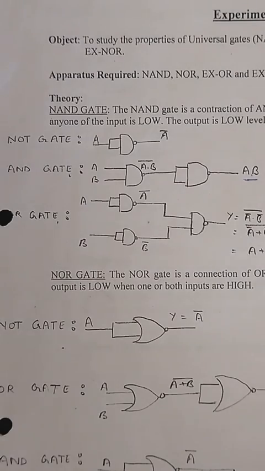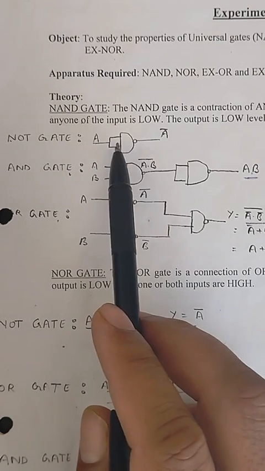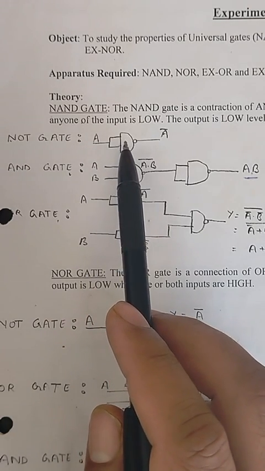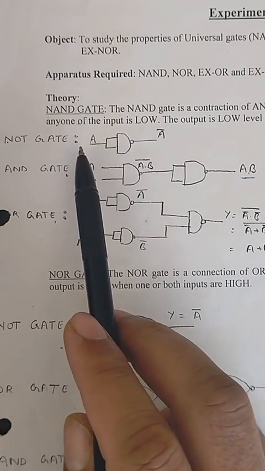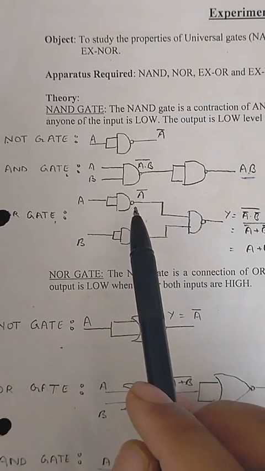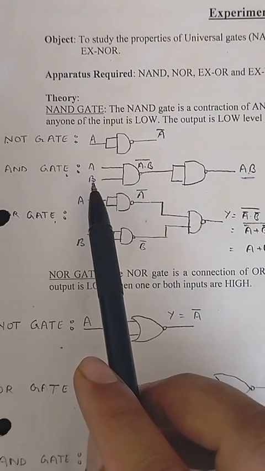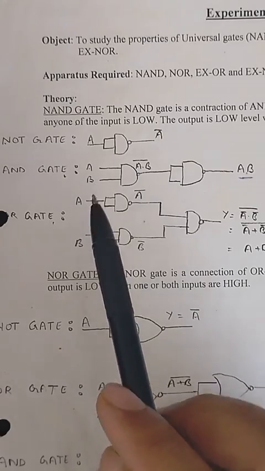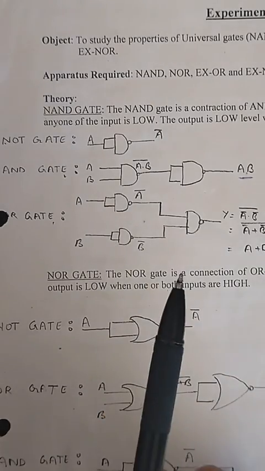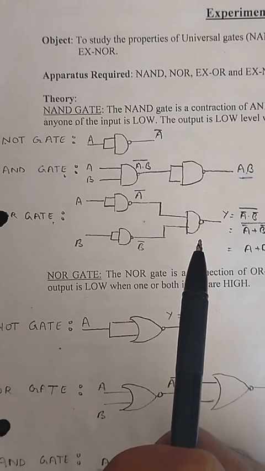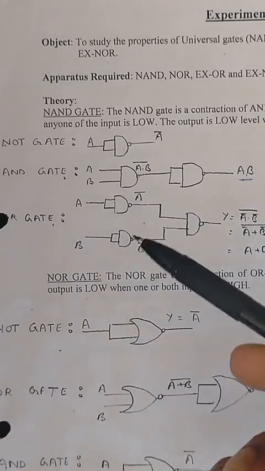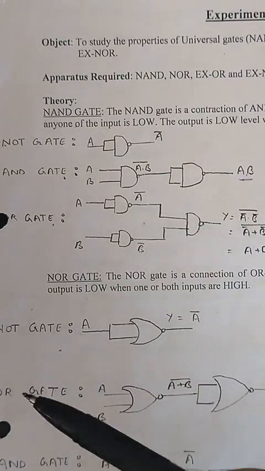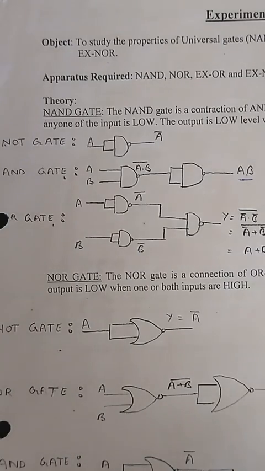Here is the NOT gate, and using the NAND gate, or using the NAND gate. First we will derive all three basic gates using the NAND gate.